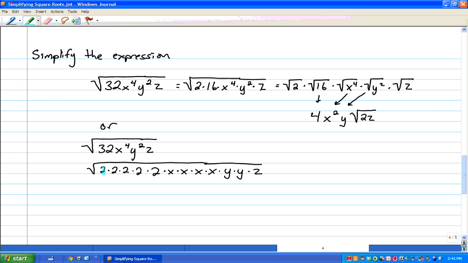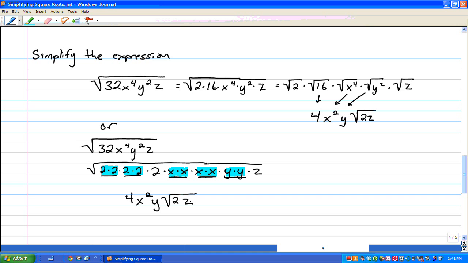And you're going to look for pairs. Here's a pair, here's a pair, there's a pair, there's a pair, there's a pair. And you're going to pull those pairs out. So I have 2 times 2, because again, you're only pulling out 1, 2 from the pair. 2 times 2 would give me 4 on the outside. Then I have x times x would give me an x squared. And then I have a y on the outside. Times the square root of what's left?